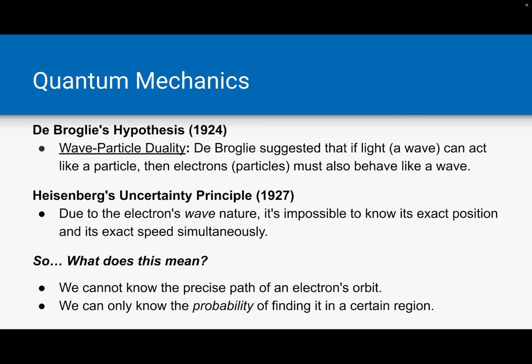Then there was this guy named Heisenberg who came up with the Heisenberg uncertainty principle, which you've probably heard of. This is the one that says because an electron has the nature of both a particle and a wave, it's impossible to know both its exact position and its exact speed at the same time. The process of measuring one impacts the other. So if you were to try to measure its position, you would impact its speed. If you were to try to measure its speed, it would impact its position, and therefore you cannot know exactly where this is at any given point in time.